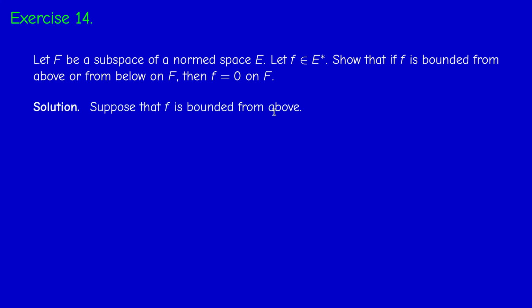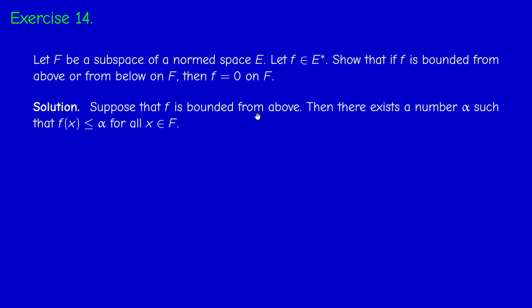So suppose first that f is bounded from above. What does this mean? It means that for every x in the subspace F, f of x is less than or equal to a constant alpha. Then this is a number, because f of x once again is a real number. This is the meaning that f is bounded from above.